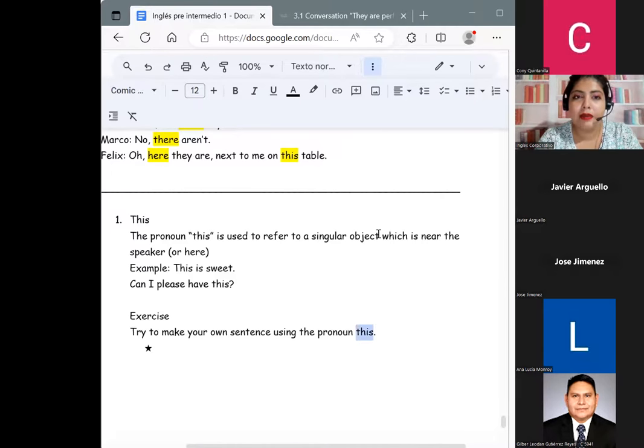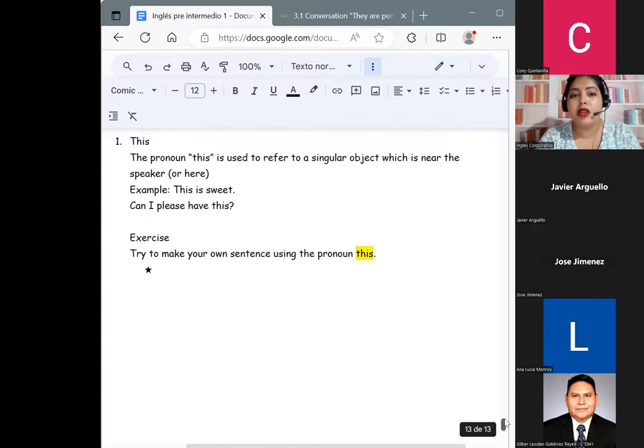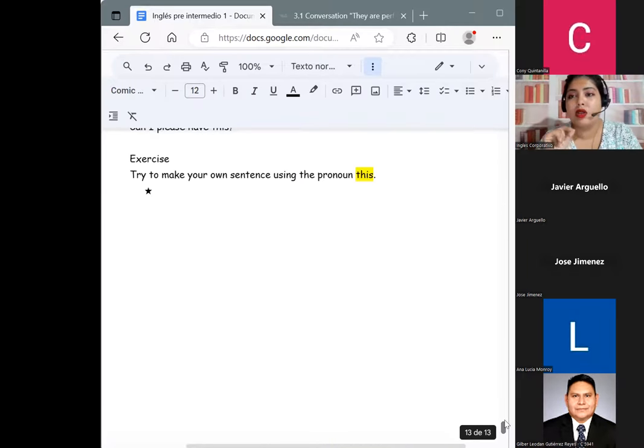Vamos a utilizar esta primera, no vamos a utilizar ninguna de las otras. Vamos a utilizar esta que tenemos marcada acá y vamos a hacer una tan sola oración utilizando esa palabra. Entonces, we are going to have 4 minutes and then you are going to write your example. Tenemos 4 minutos, van a escribir su ejemplo en el chat y yo lo voy a ir escribiendo en el documento. So, let's think about a sentence with the pronoun this.